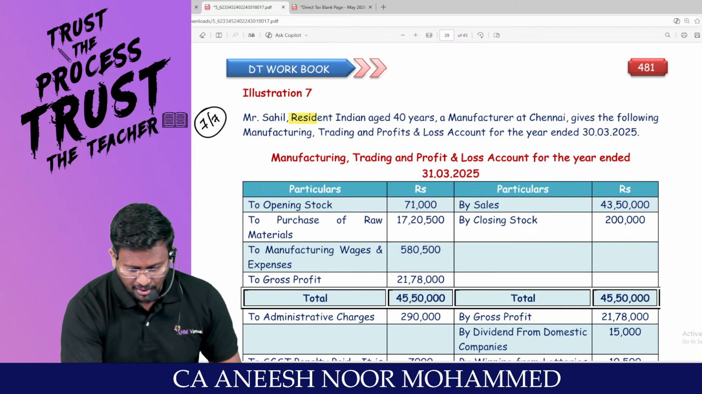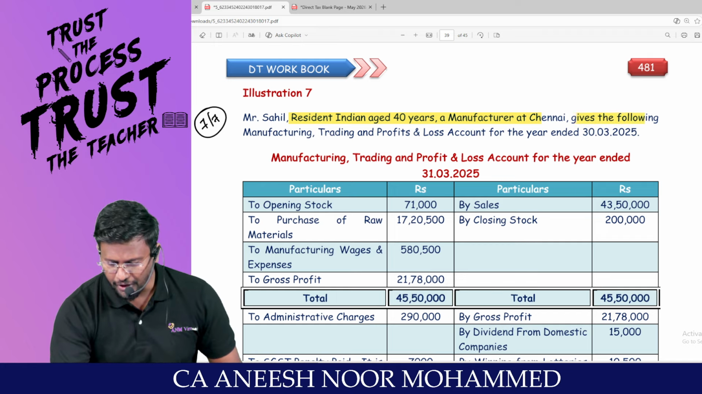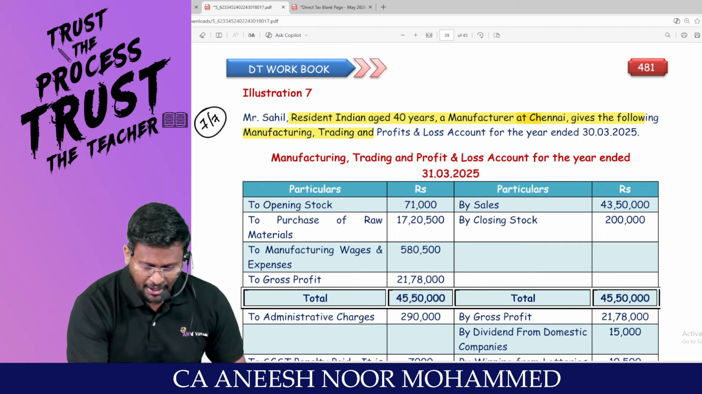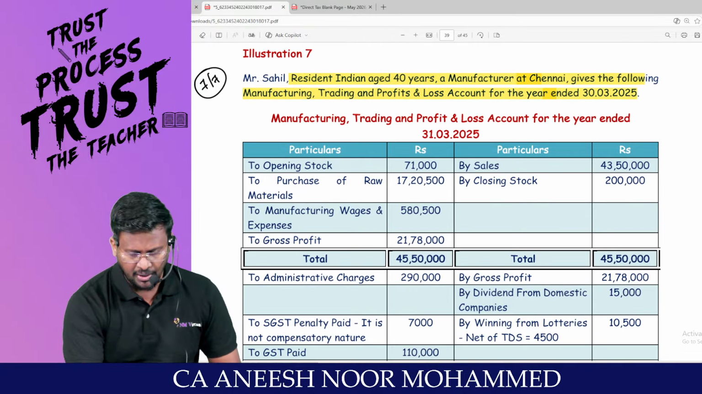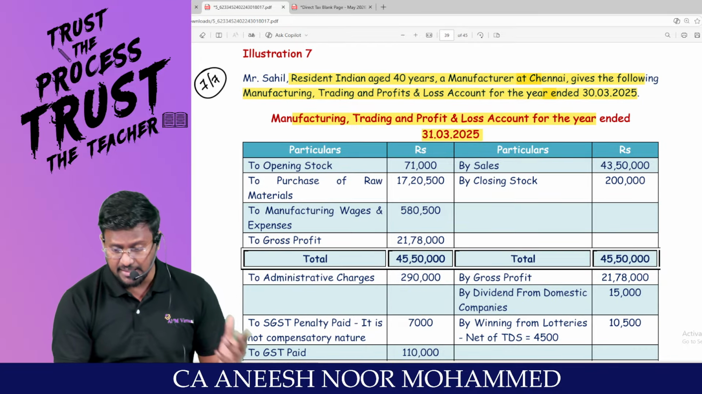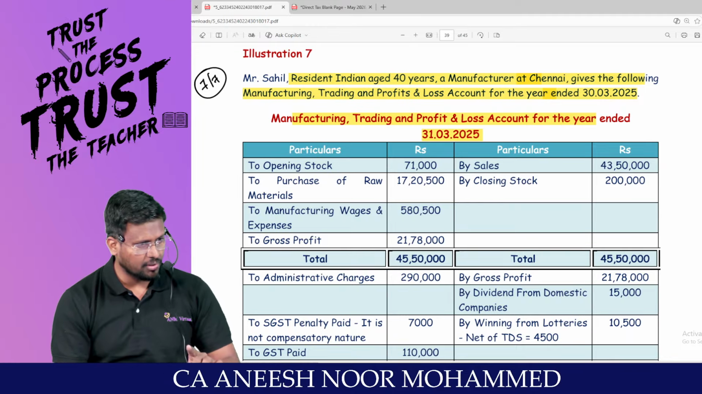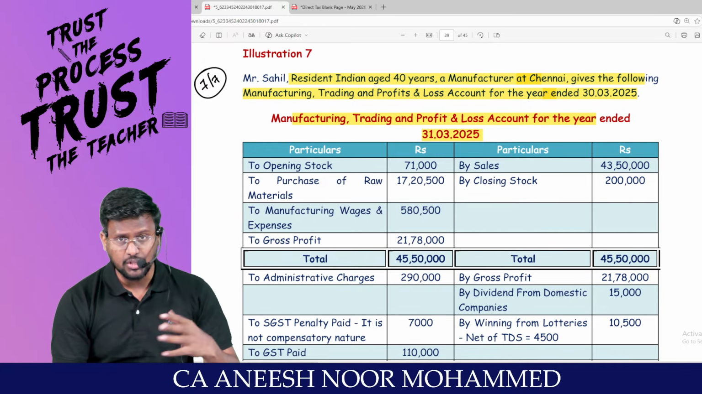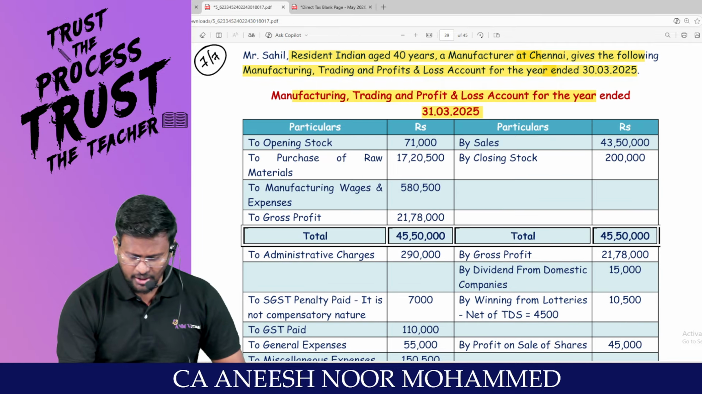Mr. Sahil, resident Indian, aged 40 years, a manufacturer at Chennai, gives the following manufacturing, trading and P&L account for the year ended 31/3/2025. Sales is 43 lakh 50, which is less than 2 crores. So there is a scope for presumptive taxation, even though nothing has been asked in the question. Closing stock 2 lakh.